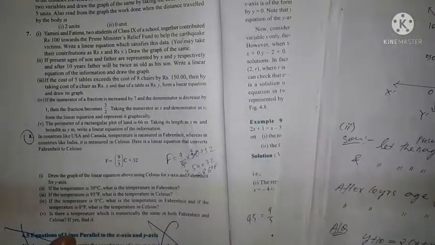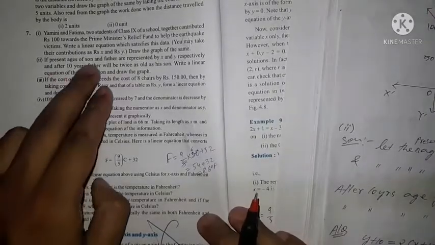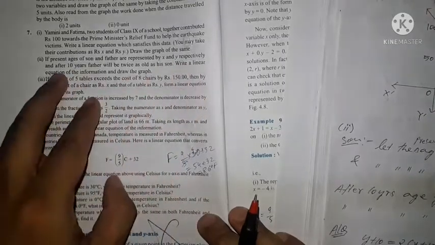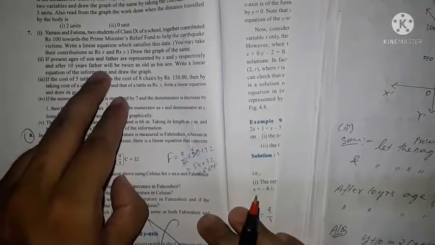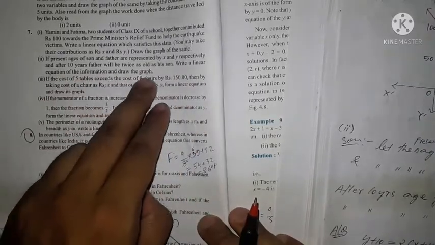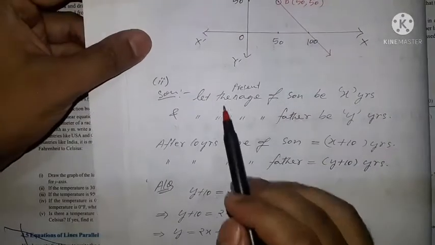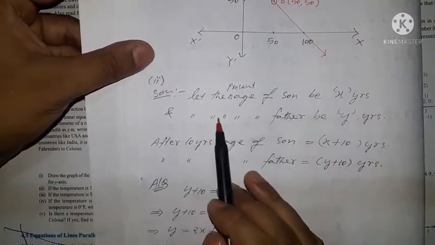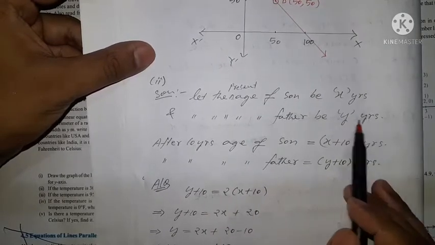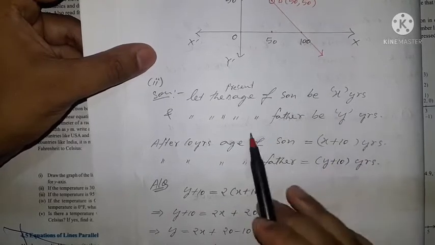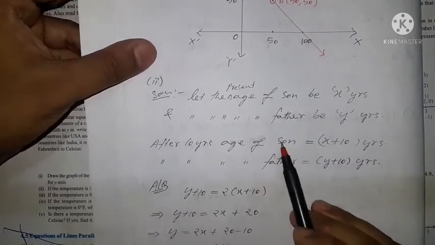Now question number 2. If the present ages of son and the father are represented by X and Y respectively, and after 10 years father will be twice as old as his son, write a linear equation of the information and draw the graph. So let us do like this. So let the present age of son be X years and let the present age of father be Y years. So it is already given in the question that the age of son is X years and the age of father we need to take as Y years.